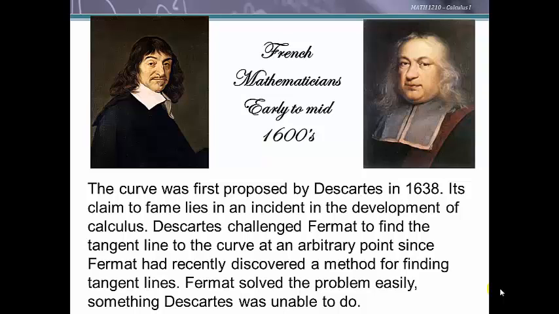In the early to mid 1600s, these French mathematicians were working on these kinds of things, and this particular curve I showed you was first proposed by Descartes in 1638, an incident with when they were developing calculus. Descartes challenged Fermat to find a tangent to the curve at an arbitrary point, because Fermat had recently discovered a method for finding tangent lines, and he solved the problem easily, and this was something that Descartes was not able to do.